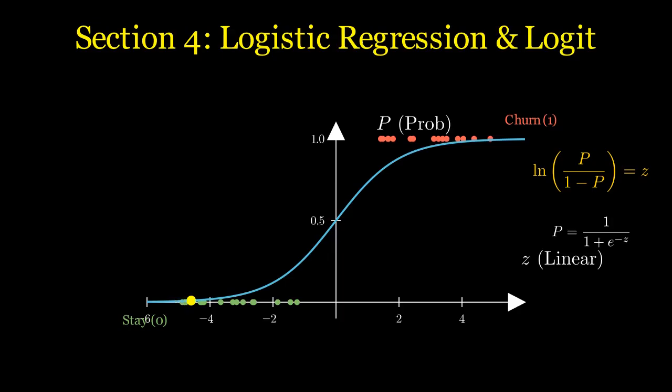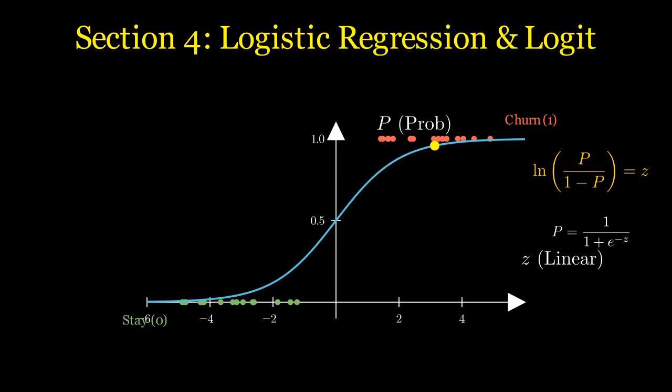While probability is bounded between 0 and 1, log odds can range from negative infinity to positive infinity. This transformation allows us to use linear mathematics to solve nonlinear classification problems. It's the engine behind most modern recommendation systems.